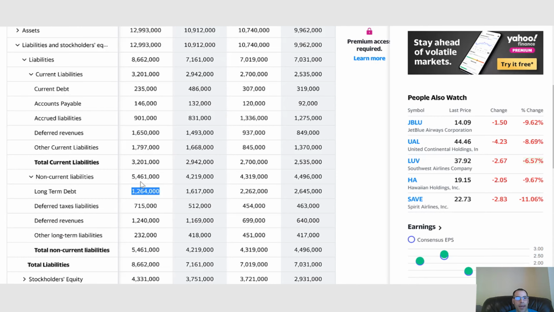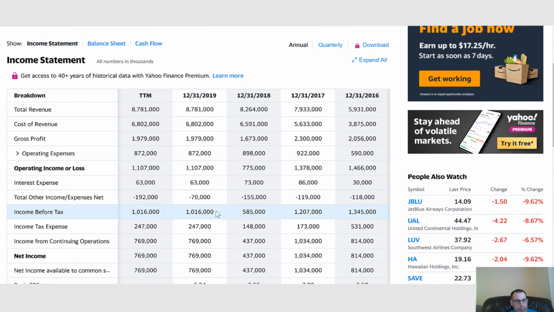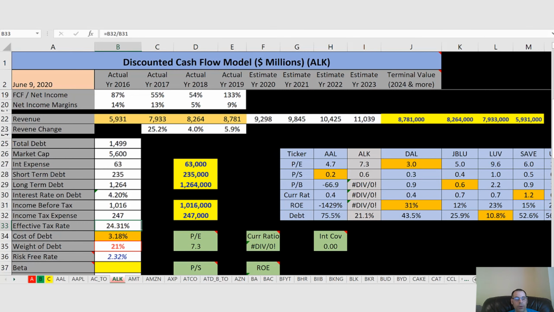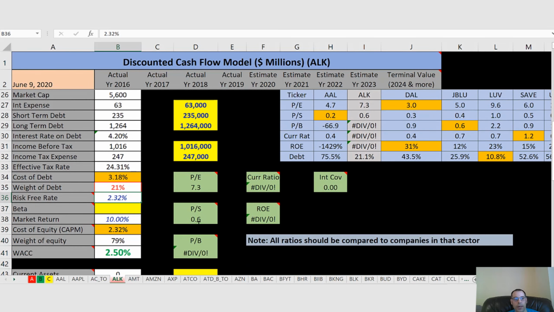Interest payments are tax deductible. So let's see how much interest taxes they pay. So we get the income before tax and then the income tax. So they pay 24% of taxes. So the cost of the debt is 3.2%. And they don't have too much debt, only 21% of the capital structure. So there's a lot of room to borrow.